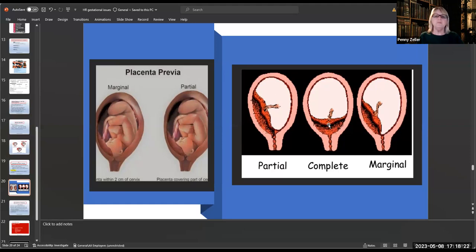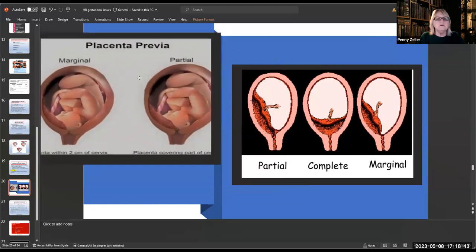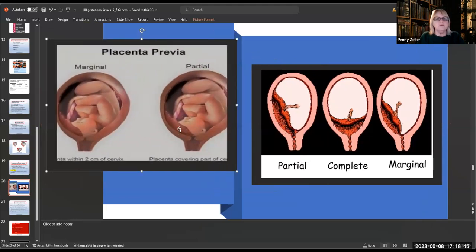So these babies have to be delivered by C-section. There's no way to control the bleeding if we let her go into labor. She's just going to bleed, bleed, bleed, and the baby will not be able to descend. If you look at this picture on the left, you can see the baby's head is right against that placenta. So we wouldn't be able to deliver that baby.